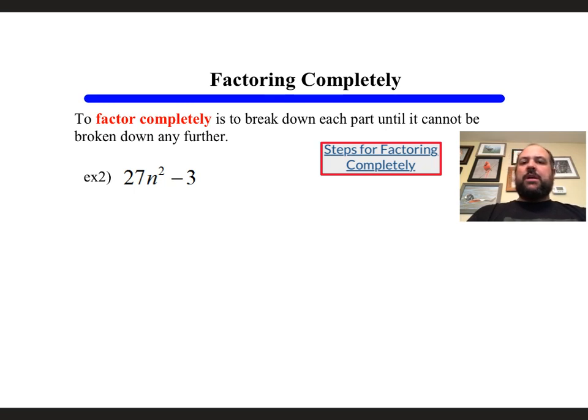So the example we're going to use to start with is example 2 here. You can see 27n squared minus 3. Now you might look at that and think, because you see the n squared and you see only 2 terms, maybe this is a difference of squares. Unfortunately, it's not, because 27 and 3 are not perfect squares.